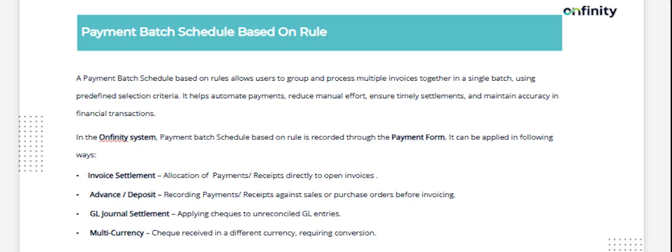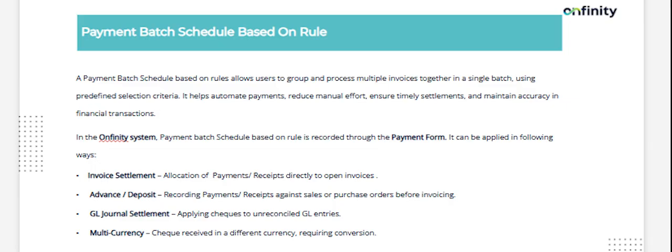Payment batch schedules based on rules. A payment batch schedule based on rules allows users to group and process multiple invoices together in a single batch. If you have several invoices, you don't need to process each one manually. You can process them all together in one batch using predefined selection criteria. These criteria are defined through parameters in the rules. The system then automatically picks the relevant invoices, orders, or GL lines and creates the corresponding payment batch schedule. This process helps to automate payments, reduce manual effort, ensure timely settlements, and maintain accuracy in financial transactions.